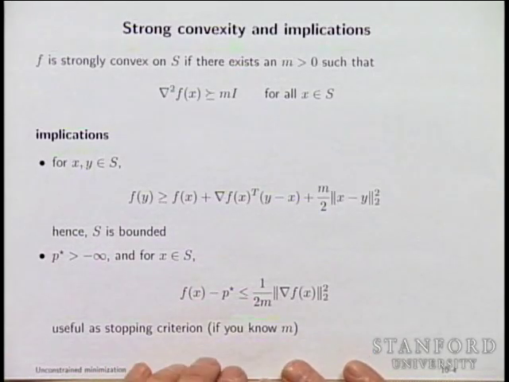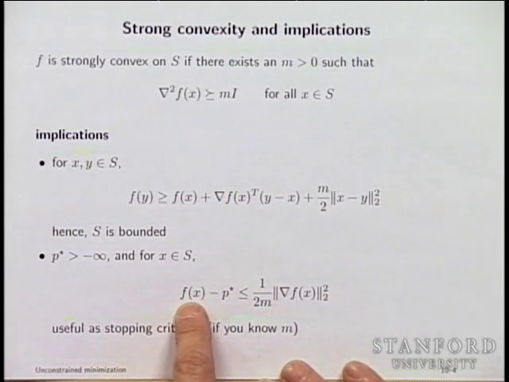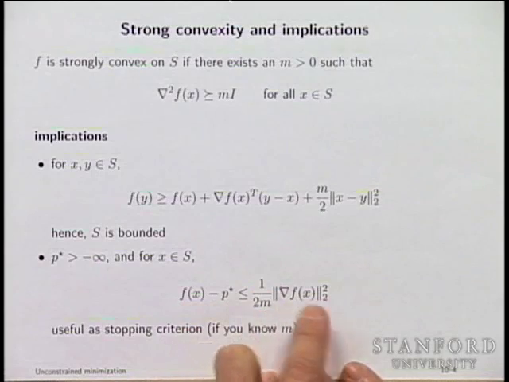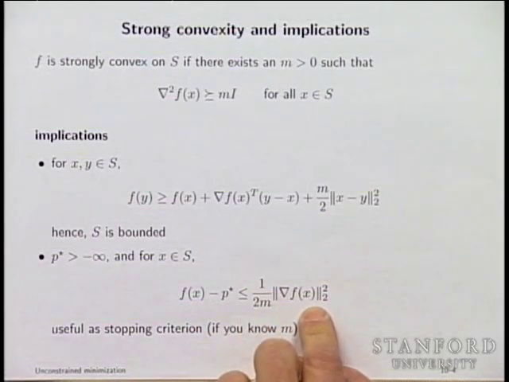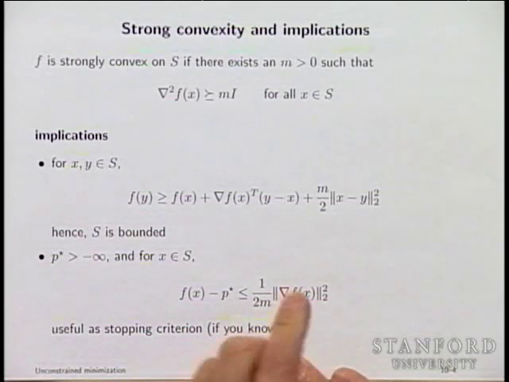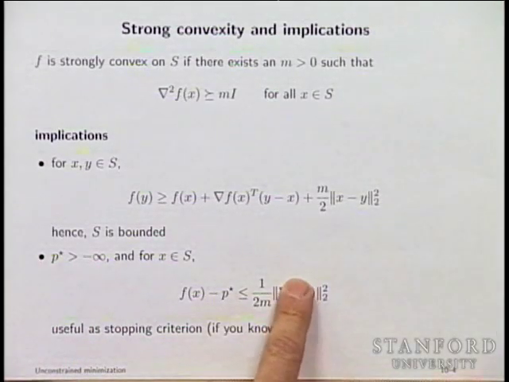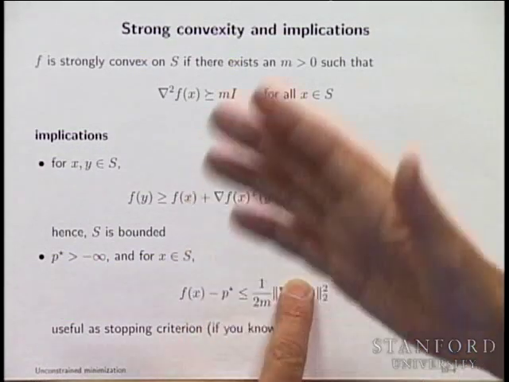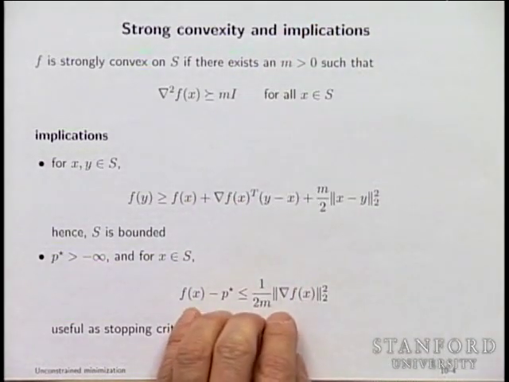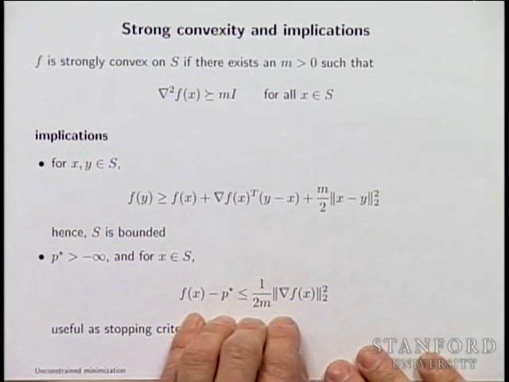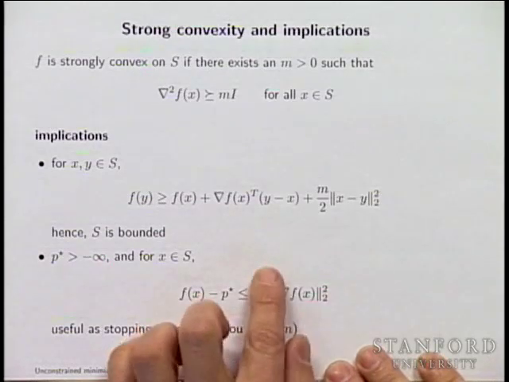It also implies, although it takes a couple of lines to derive, the following. If you have a point x, then f of x minus p star, where p star is the minimum value of f, is less than 1 over 2m times the norm of the gradient of f squared. This strengthens all sorts of things. The optimality condition is that the gradient of f is 0, and that is completely consistent with this. This is now a quantitative one. And it gives you a stopping criterion. When the norm of the gradient is small, you can stop. How small does it have to be? It depends on 1 over 2m.